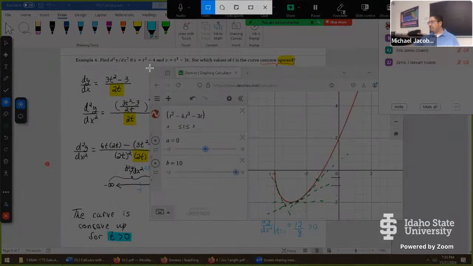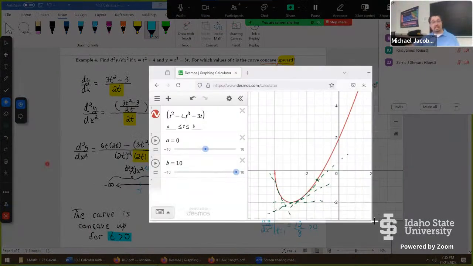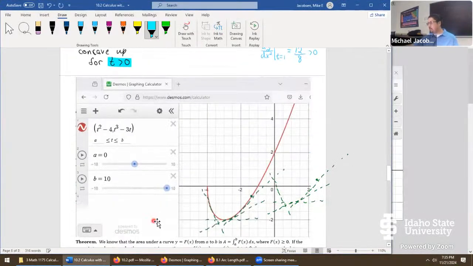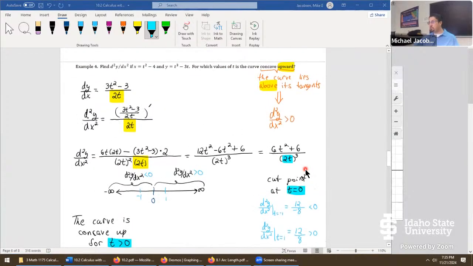Let's throw this on the graph just as an explanation of how you can do a check if you decide to do so. And that's finally the full process for concavity.